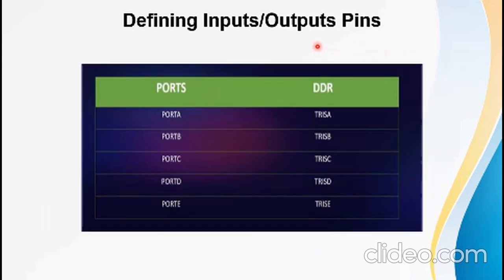Defining input output pins. Here are the ports and here are the DDRs. Port A, port B, port C, port D, port E, and TRIS A, TRIS B, TRIS C, TRIS D, TRIS E. These are the input and output pins.